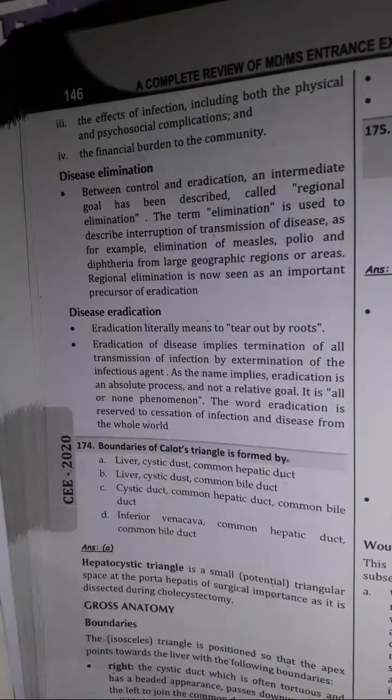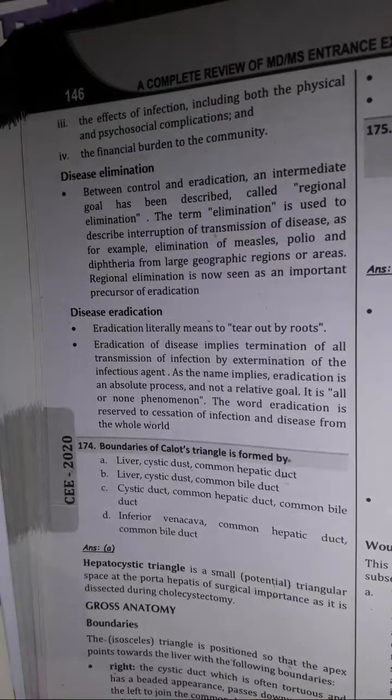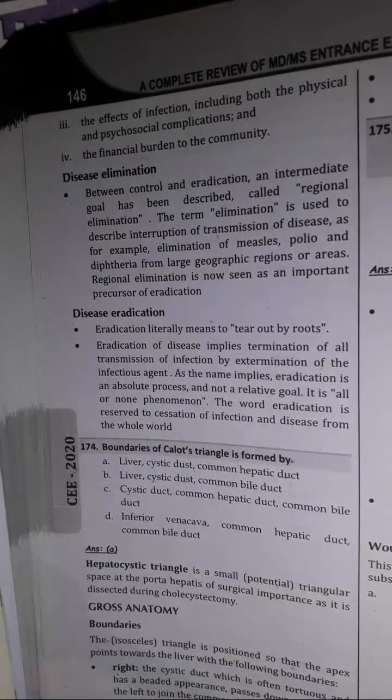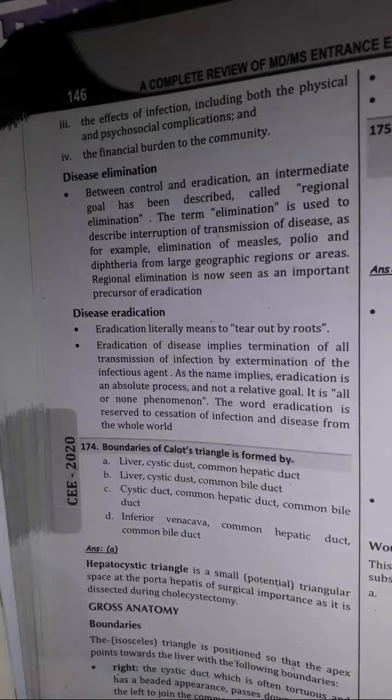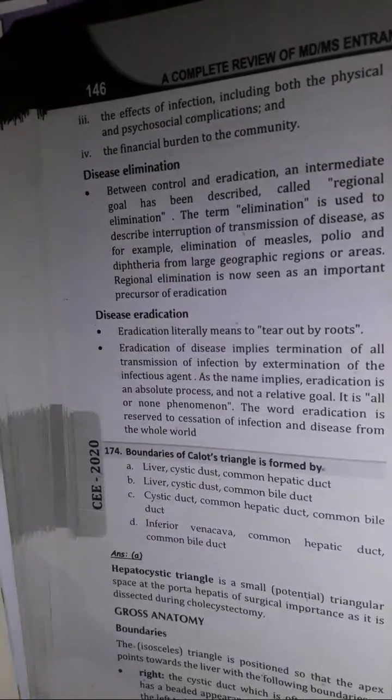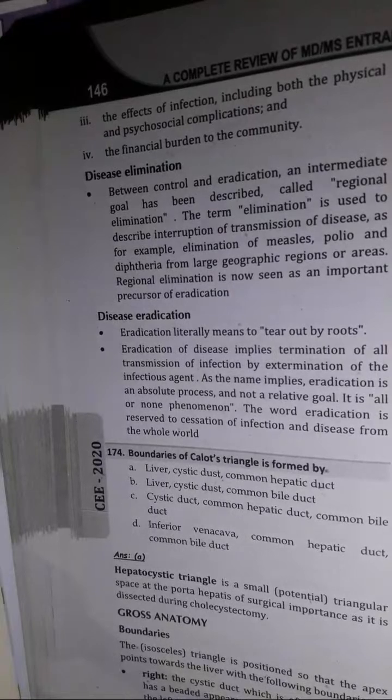Next question: the boundaries of Calot's triangle are formed by: A. Liver, cystic duct, common hepatic duct. B. Liver, cystic duct, common bile duct. C. Cystic duct, common hepatic duct, common bile duct. D. Inferior vena cava, common hepatic duct, common bile duct.